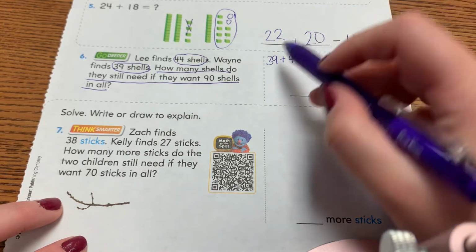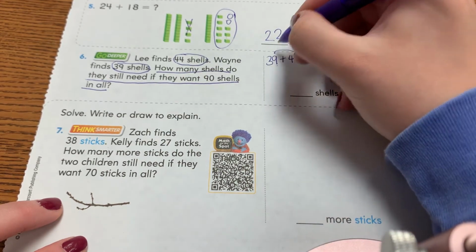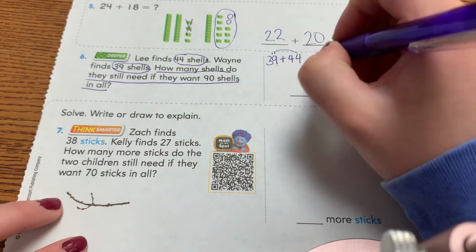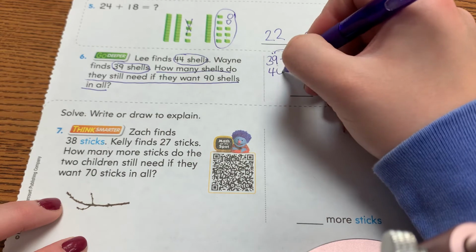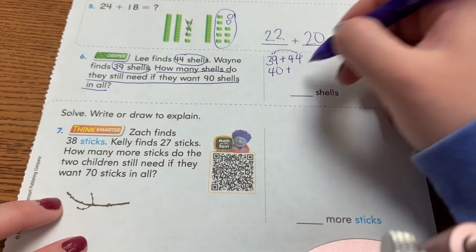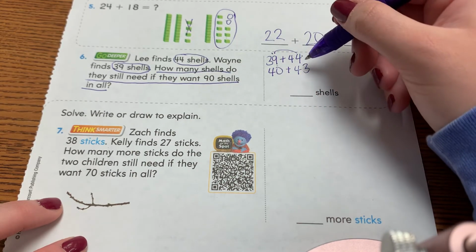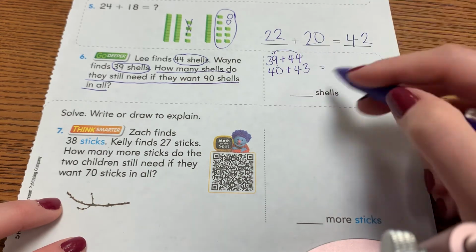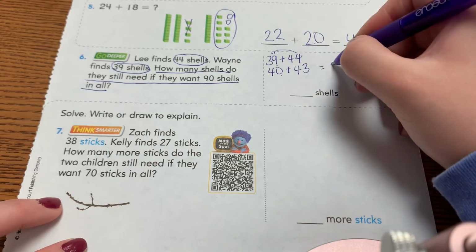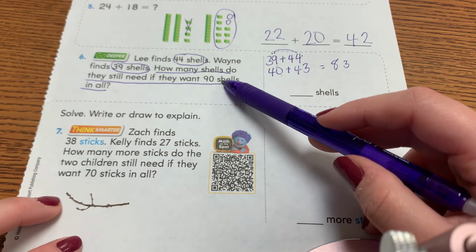Well, if I only need 1 more, so if I take 1 away, I'm adding it to this one. Okay, so now 39 plus 1 is 40. So then I have 40 plus, and I took 1 away. So what's 4 minus 1? 3. So 40 plus 43. And when I add that together, the 3 and the 0 will give me 3. And the 4 and the 4 will give me 8. Okay.